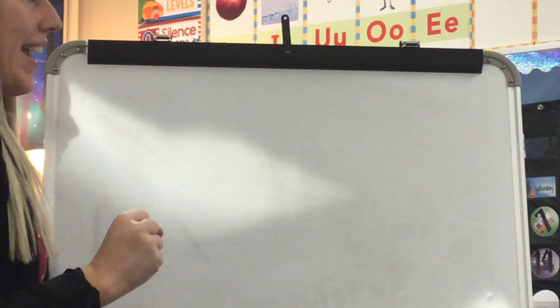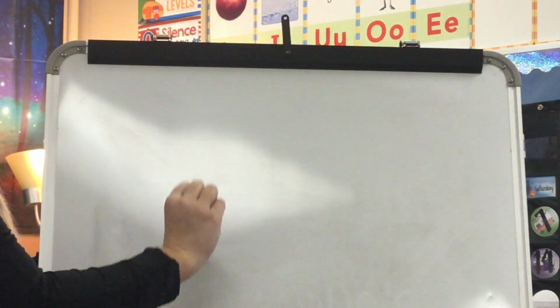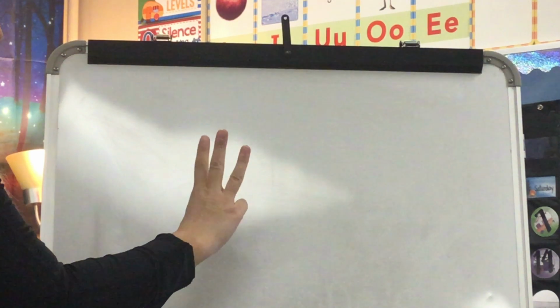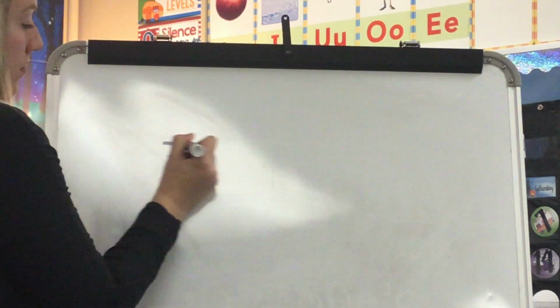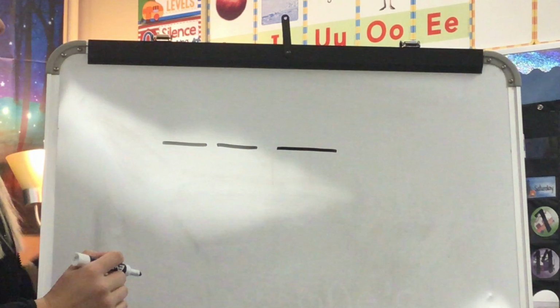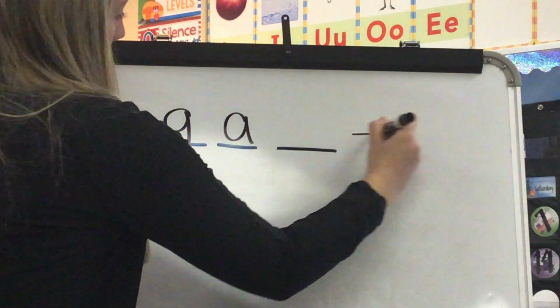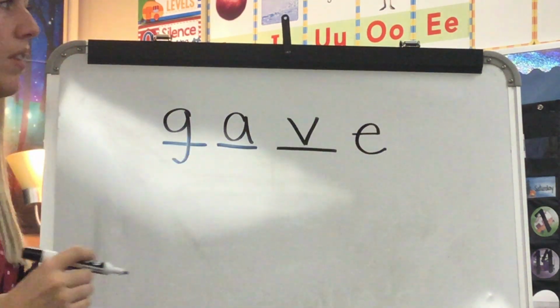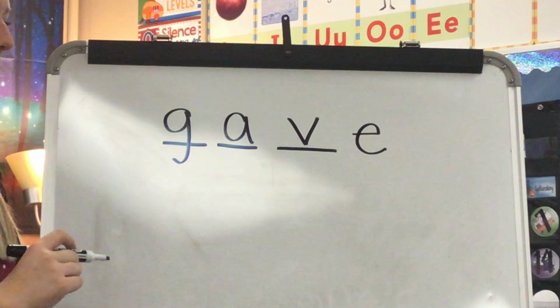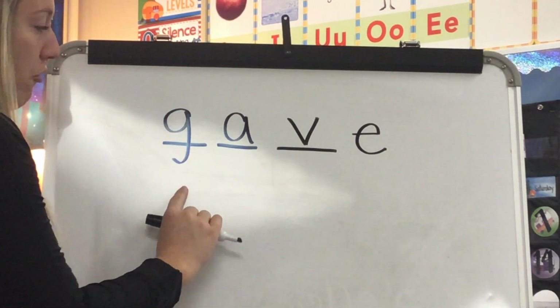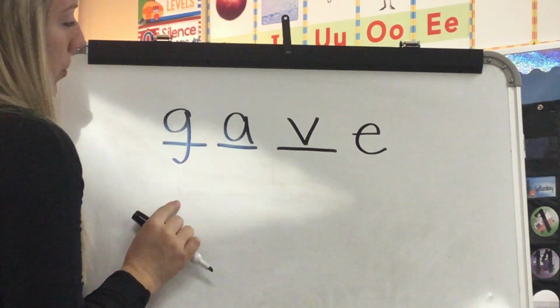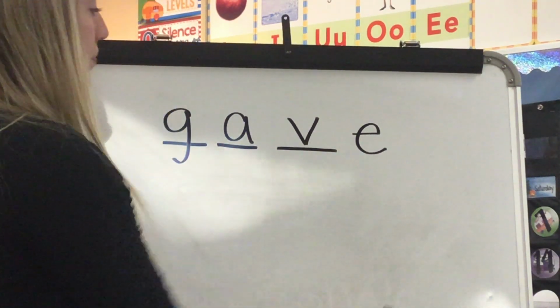Our first word is gave. What word? Gave. Stretch gave. G-A-V. Stretch gave again. G-A-V. Write the sound spellings you hear in gave. Don't forget the E. G-A-V. Check. Spell gave. G-A-V-E. Word? Gave. Yes, gave.